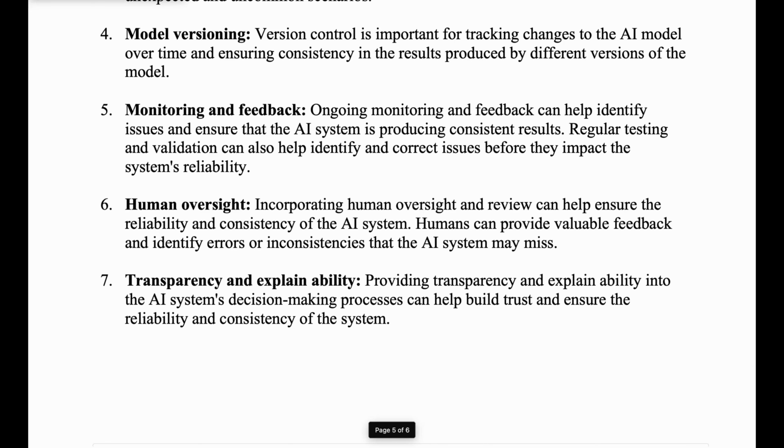Seventh is the transparency and the explainability. Friends, providing transparency and explainability into the AI system's decision-making process can help build trust and ensure the reliability and the consistency of the system.